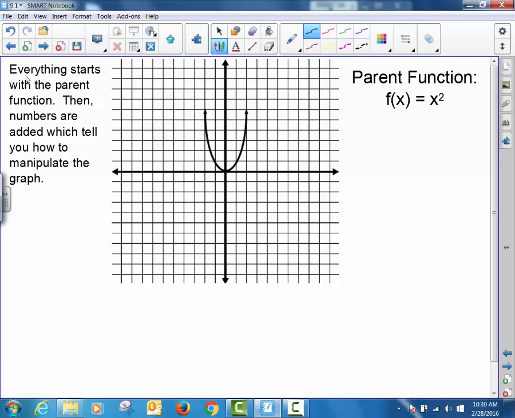Everything starts with the parent function. Then numbers are added which tell you how to manipulate the graph. The parent function is f of x equals x squared, and it starts at the vertex, the origin right here, faces up, and starts out with 1, 1, 2, 4. The next would be 3, 9, and the corresponding sides on the other side. But it's just the squared values of 0, 1, 2, 3, 4, 5, 6, 7, 8, 9, and so forth. And it looks like this. So this is the parent function. Everything begins with the parent function.